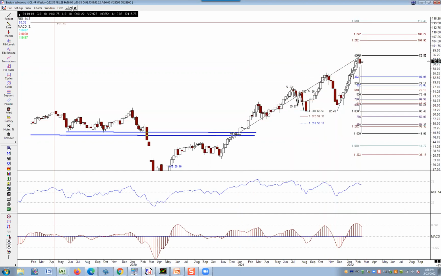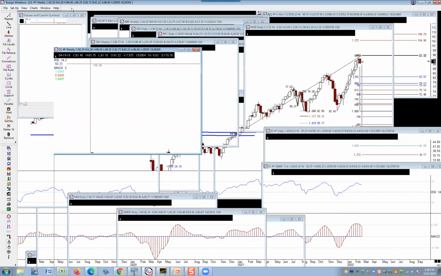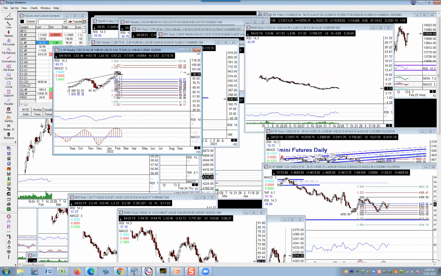I have a t-shirt from the Chicago Mercantile Exchange. I went down on the floor one day and it says, the Chicago Mercantile Exchange, where there's no such thing as no such thing. Yeah, exactly. There is no end in sight sometimes.